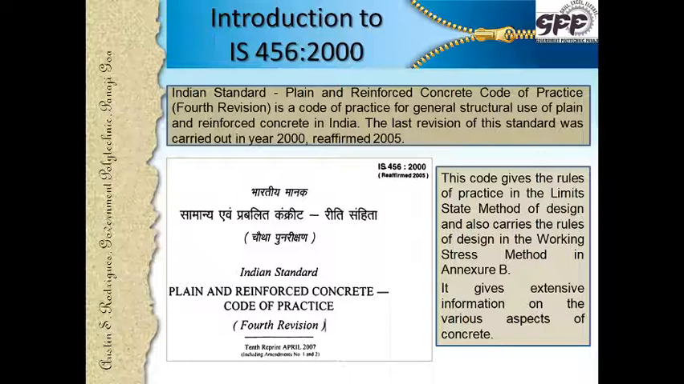Introduction to IS 456-2000. This code, the Plain and Reinforced Concrete Code of Practice by the Bureau of Indian Standards, gives the rules of practice in the limit state method of design and also carries the rules of design in the working stress method. The limit state design is given in the main body of the code, and the working stress method has been given in one of its annexures, that is Annexure B. It also gives some more things in some other annexures.